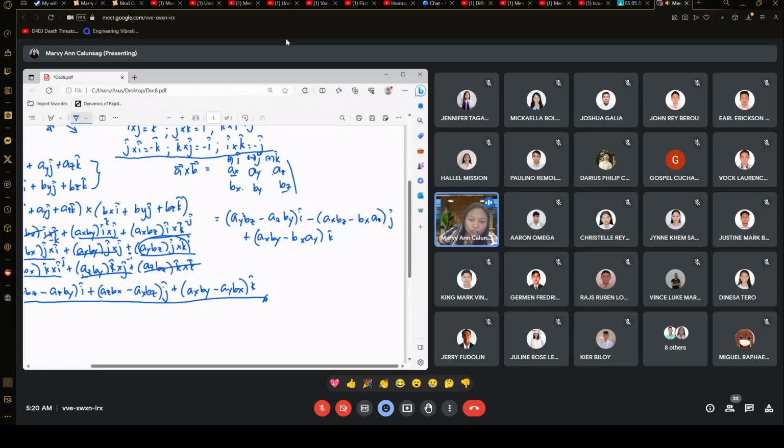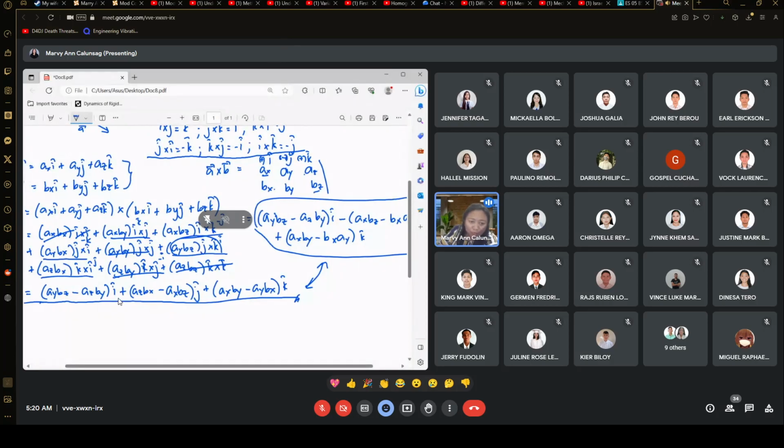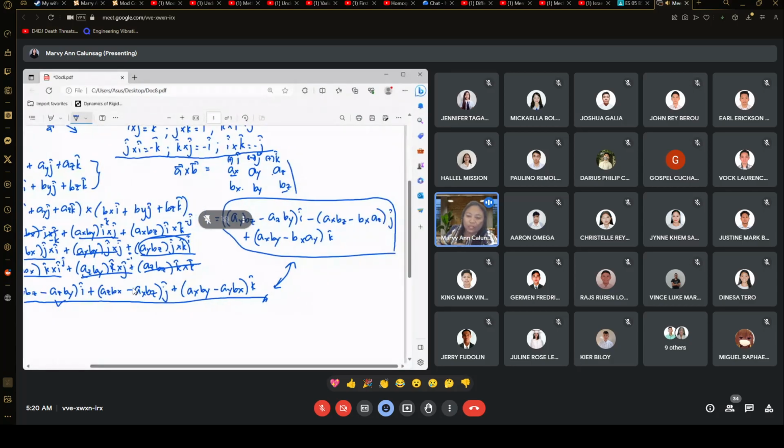So let us check this. This should be the same as this one. Let us see if they are the same, class. For I, we have AY BZ minus AZ BY. So correct, right? And then for J, we have negative AX BZ, negative AX BZ. So correct. And then negative times negative, so positive BX AZ. BX AZ, so also correct. And then positive AX BY minus AY BX, minus AY BX. Okay, so actually it is the same.